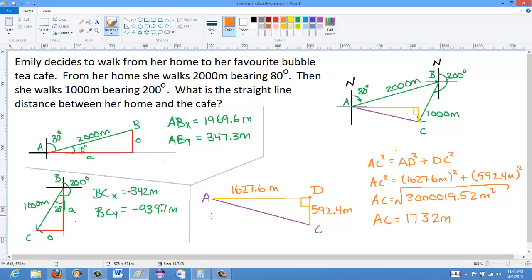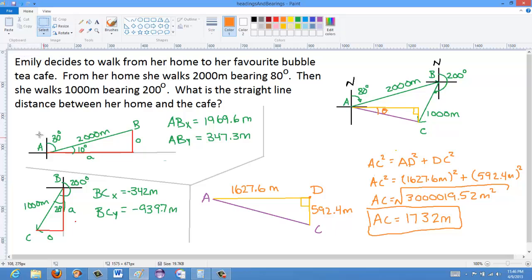meters. So walking from A to B for 2,000 meters and then from B to C for 1,000 meters is the same end result as if you just walked from A to C for 1,732 meters. Now they could also ask you what the final bearing was, and you can use the same trig functions to find this angle here. Let's say we had this angle theta, and we just add that to 90, so 90 plus theta is the final bearing. I guess I could solve that here.